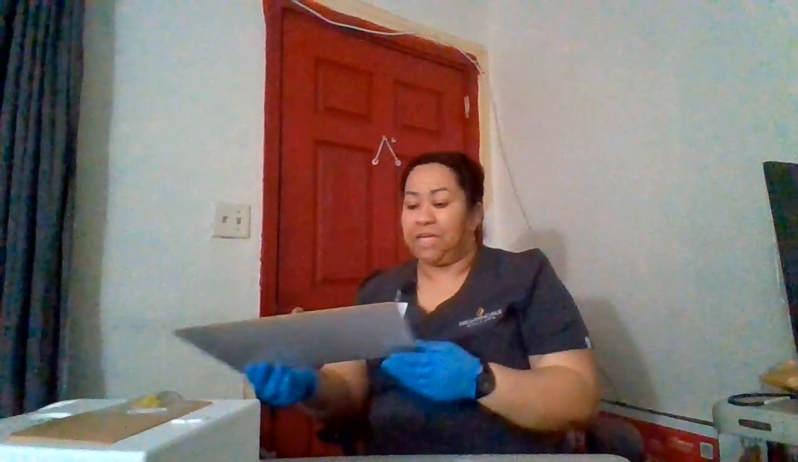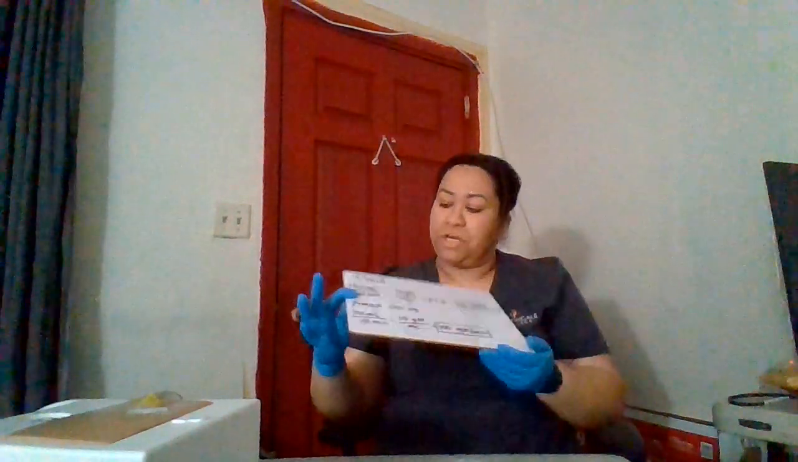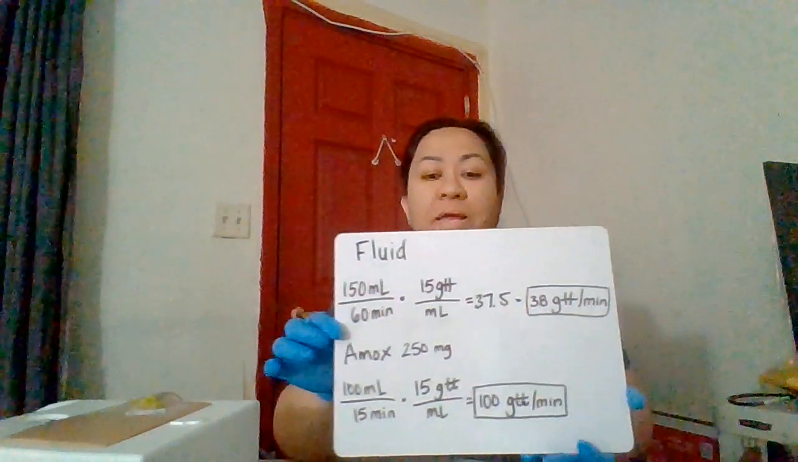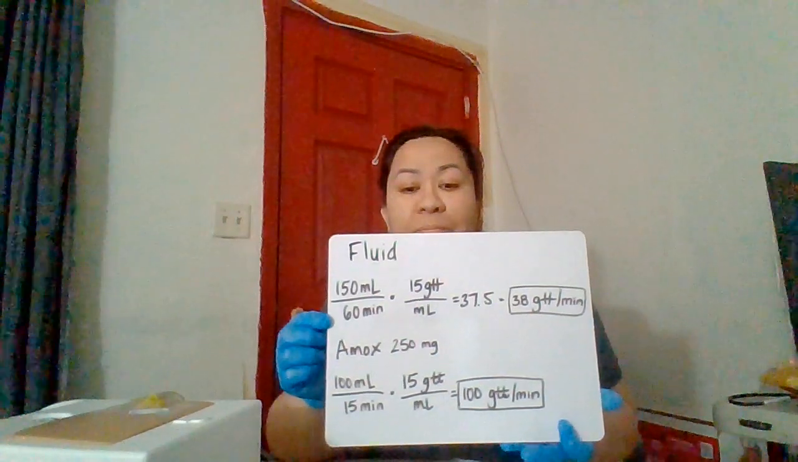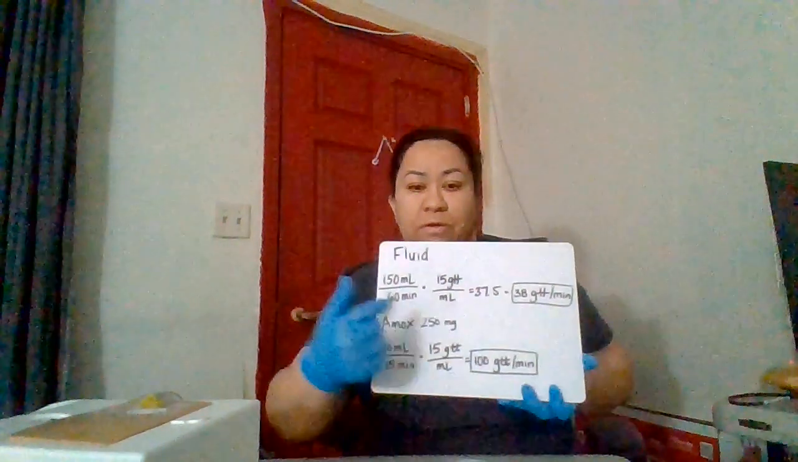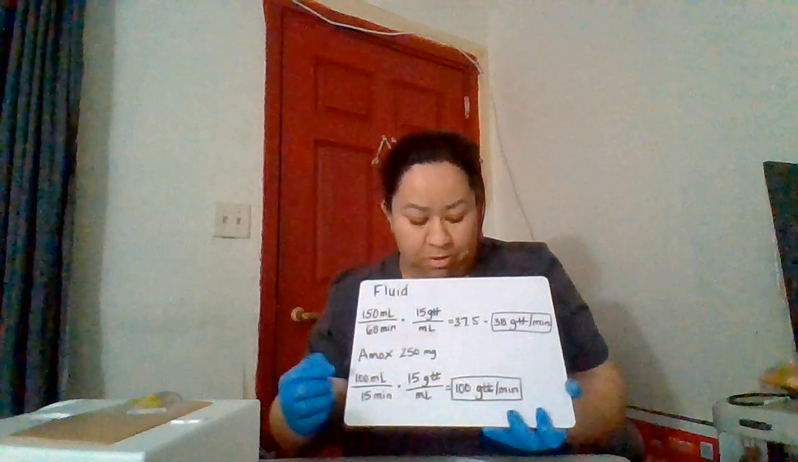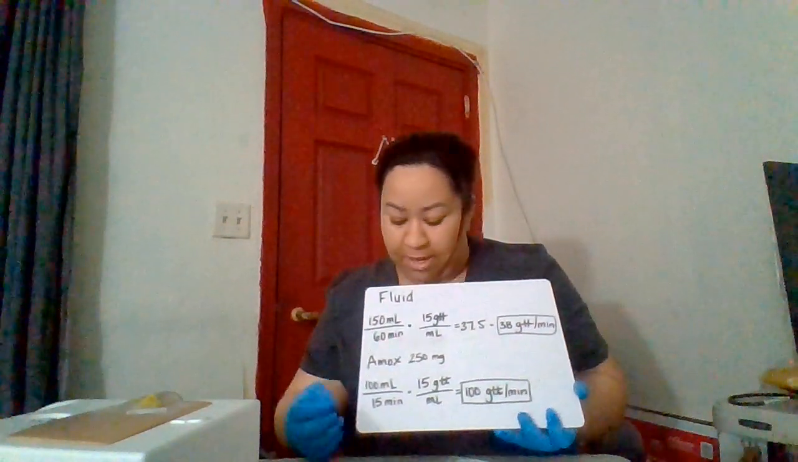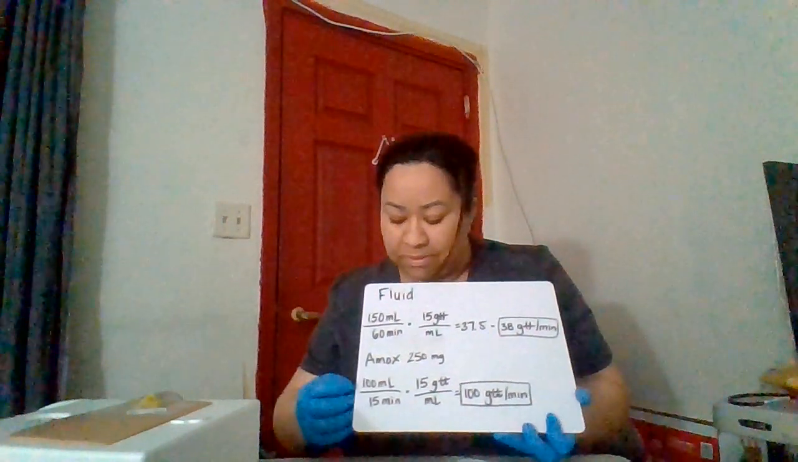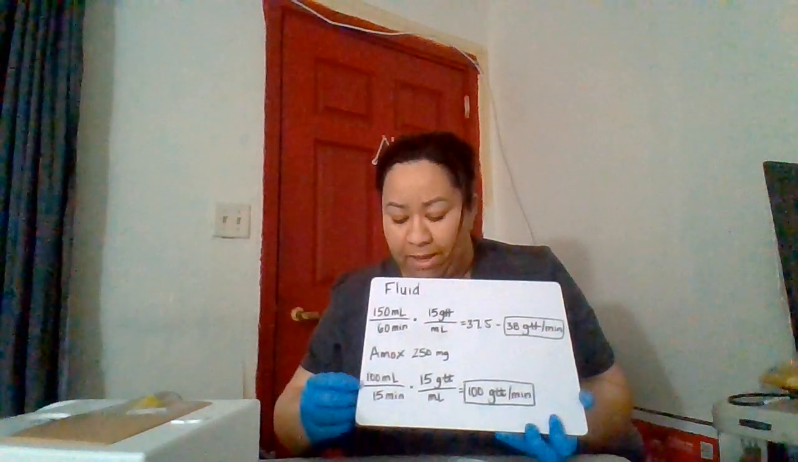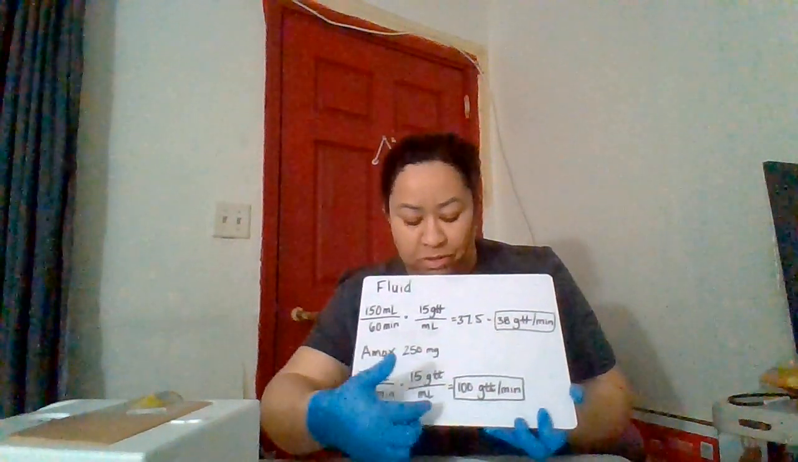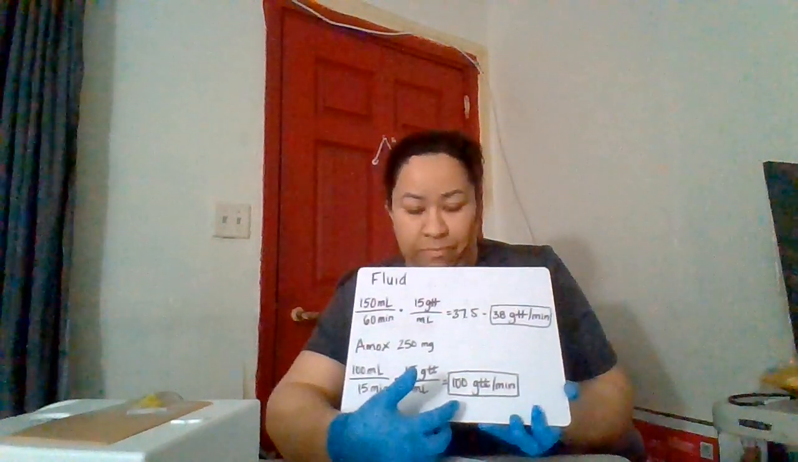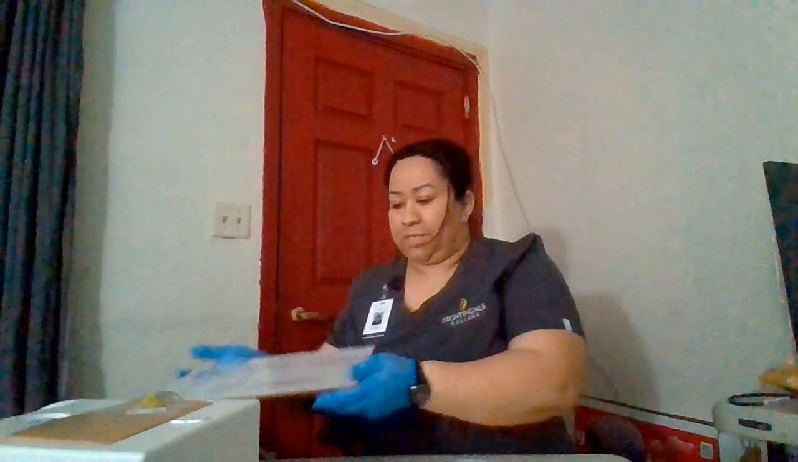I have done the calculations for our medication here. For the fluids, it's 150 mLs, and it should be done per hour. So with our drip factor, it's 15 drops per ml, so it'll be 38 drops per minute. For the amoxicillin, 250 milligrams, it's going to be a 100 ml bag to be administered in 15 minutes. With our drip factor, it's 15 drops per ml, so we will be having 100 drops per minute. These are our calculations.